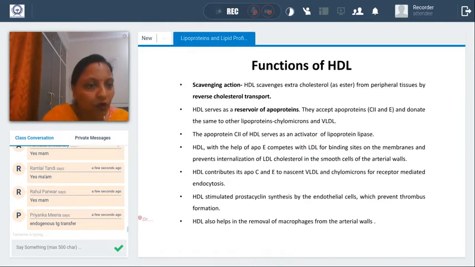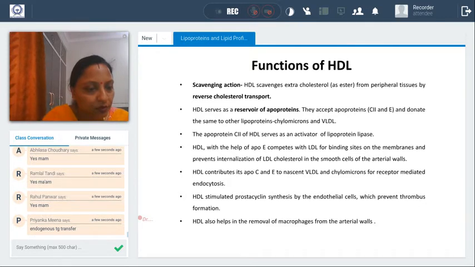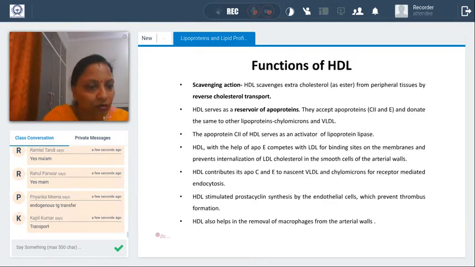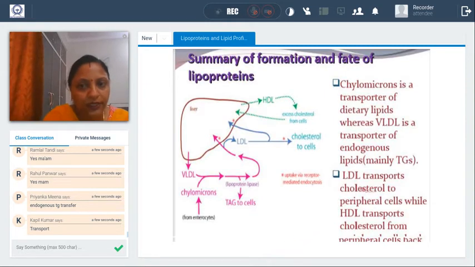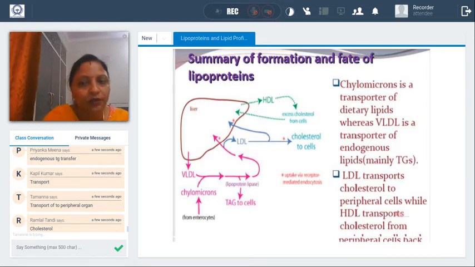Okay. What is the function of LDL? Low density lipoprotein. LDL transports which compound? Yes. You can see here LDL transports cholesterol from the liver to peripheral cells or extrahepatic tissues.